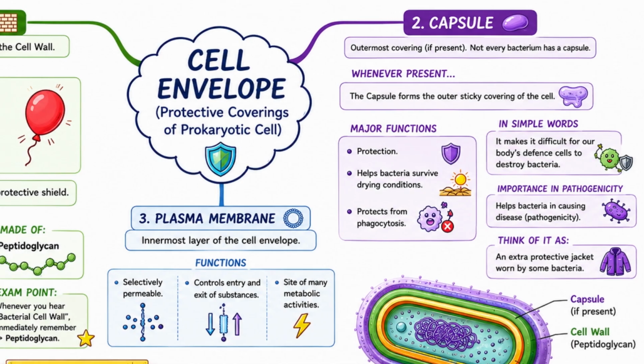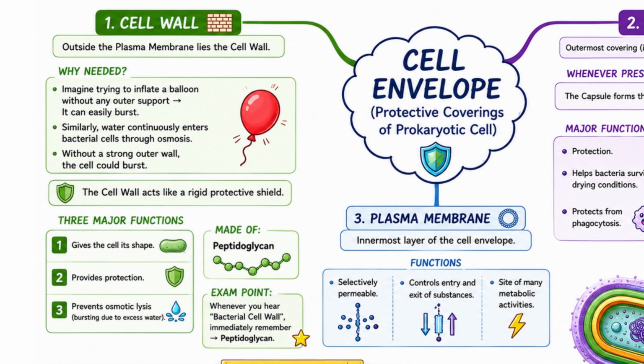Cell wall. Outside the plasma membrane lies the cell wall. Imagine trying to inflate a balloon without any outer support. It can easily burst. Similarly, water continuously enters bacterial cells through osmosis. Without a strong outer wall, the cell could burst. That's why the cell wall acts like a rigid protective shield. It performs 3 major functions. First, it gives the cell its shape. Second, it provides protection. Third, it prevents osmotic lysis, which means bursting due to excess water.